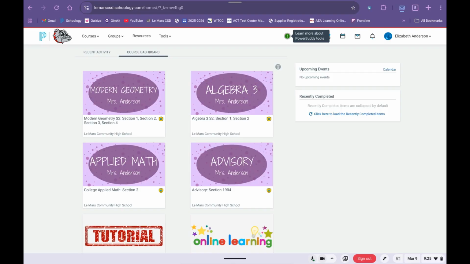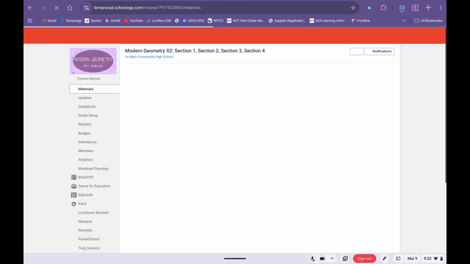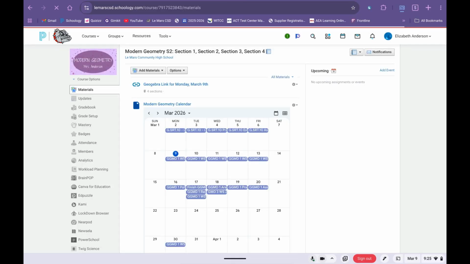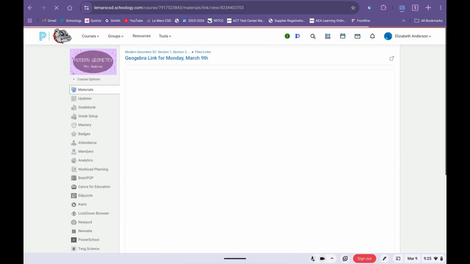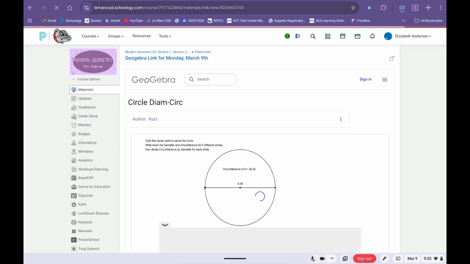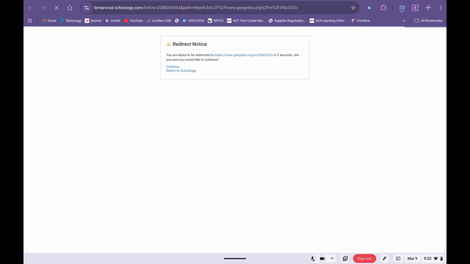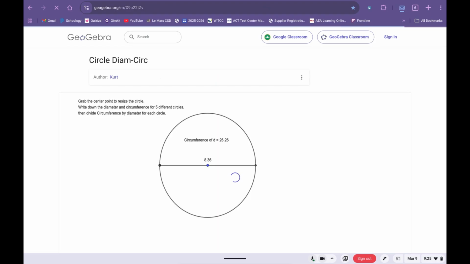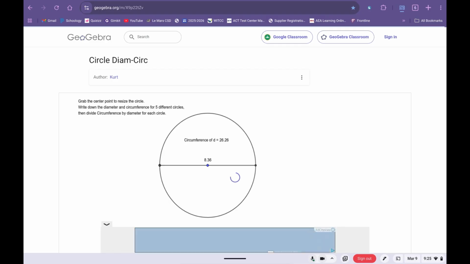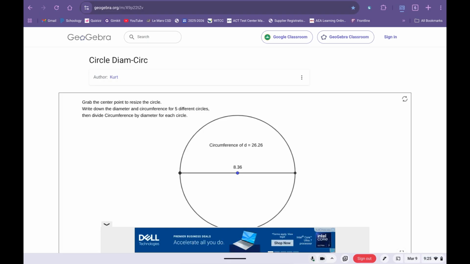Like I said, I already put a link on there this morning. So when you go to your Schoology page, you just need to click on our class, and at the very top, it should say GeoGebra link for today's date. So I'm going to click on that, and it'll open it for you in Schoology, or you can click on this little arrow in the box and open it up in a tab on its own if you'd rather. Okay, when you get here, you're going to have a circle, and there's going to be 2 numbers that you need. That one by the dot, that 8.36 that I have right now, that's my diameter.